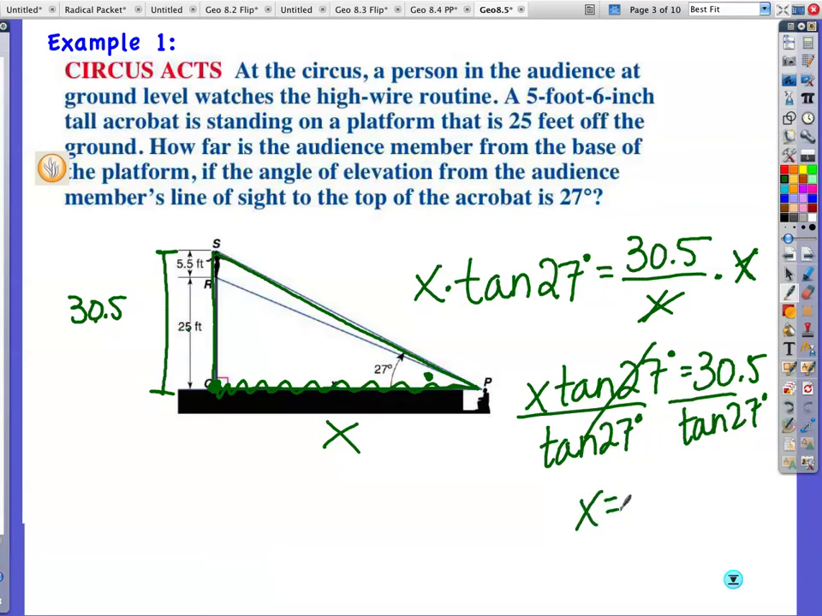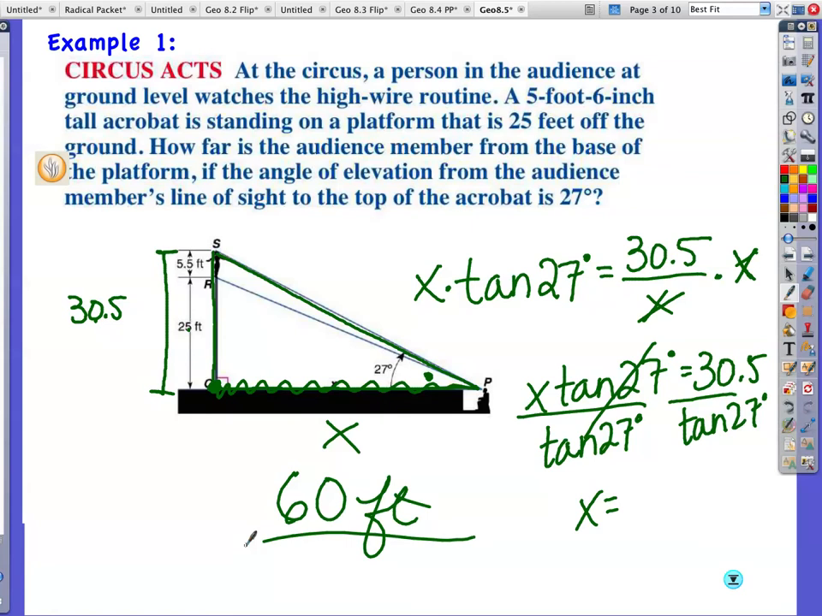Okay, and then you grab your calculators, and we're going to take 30.5, and we're going to divide it by tangent of 27. And I'm getting 59.8, so I think 60 will be fine, unless it says I have to do something particular here. What am I measuring in? It looks like I am measuring in feet.